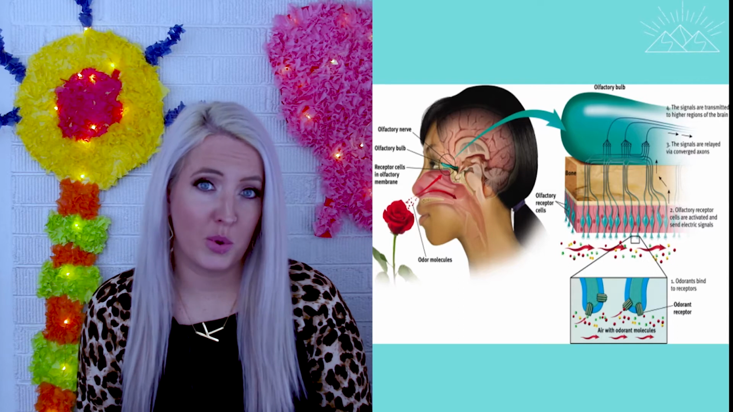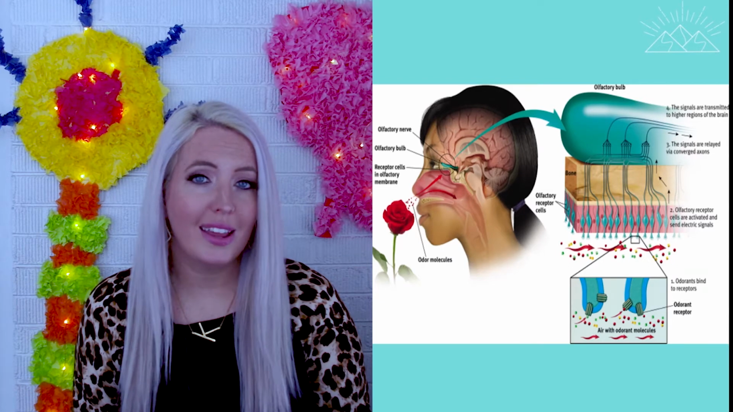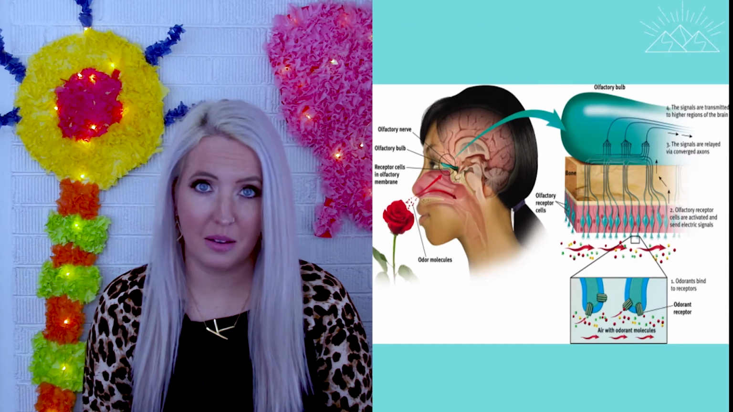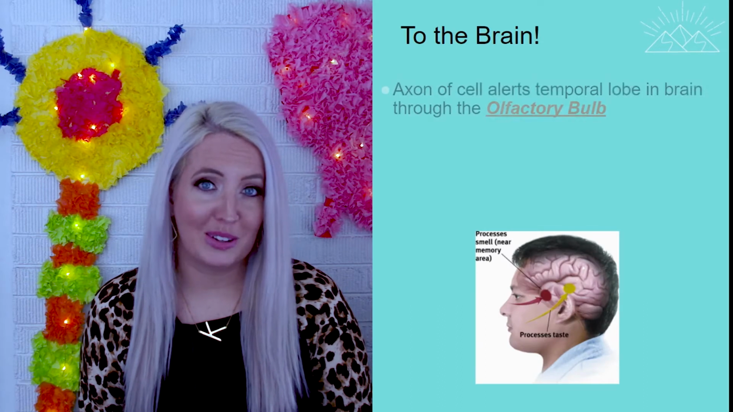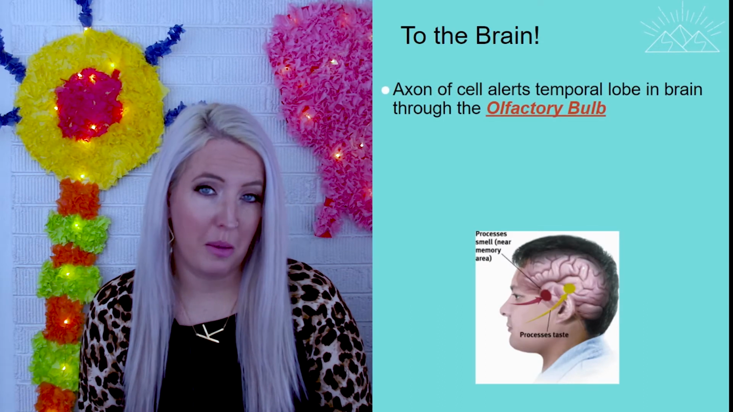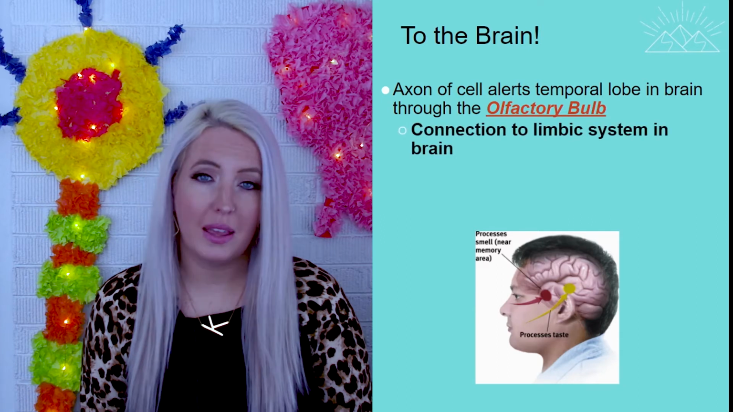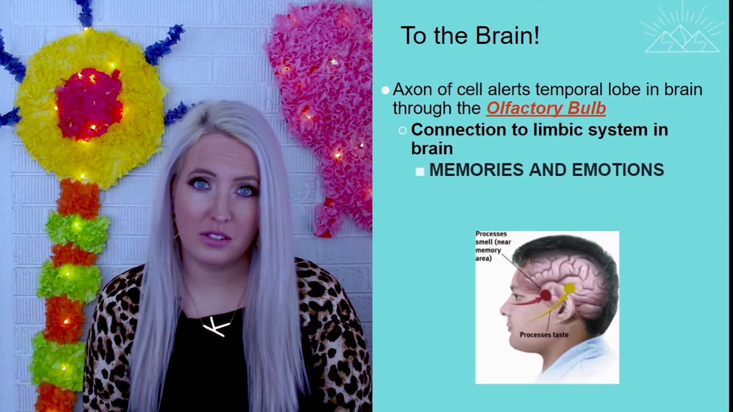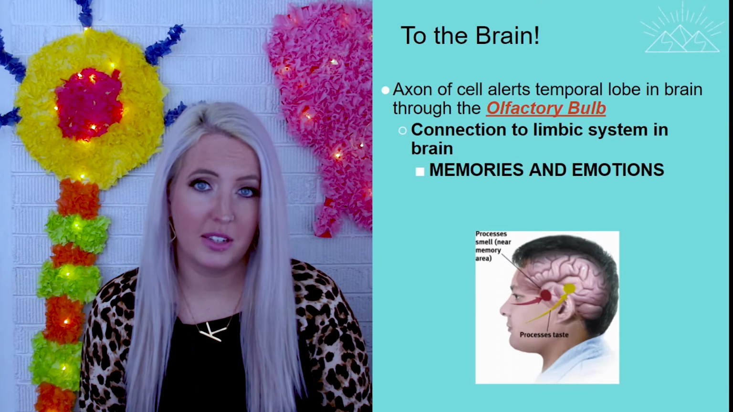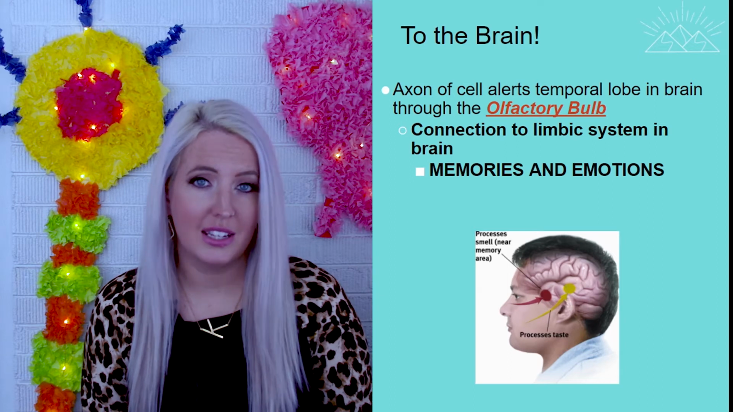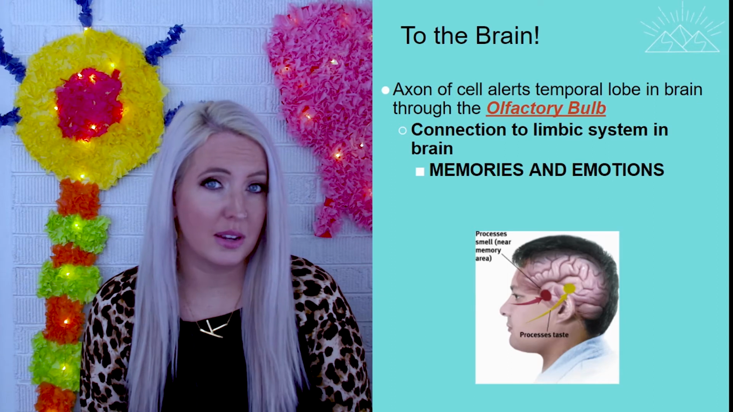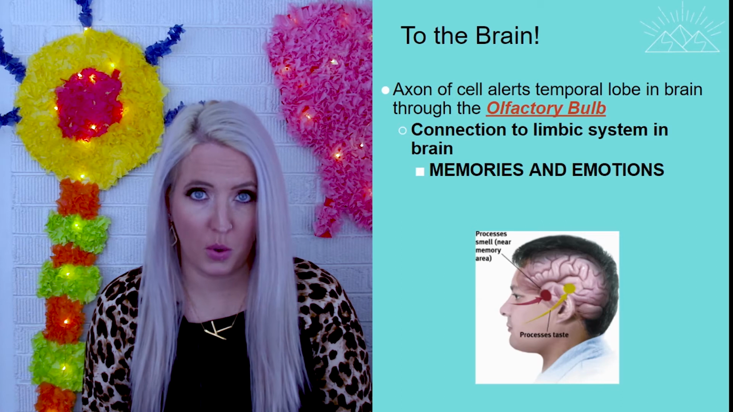This information is going to go to our temporal lobe right next to our limbic system. And if you think about what's in our limbic system, our hippocampus, our amygdala, it might make sense that smells are very strongly linked to memories and emotions. Different smells can evoke different memories and different emotions for us.